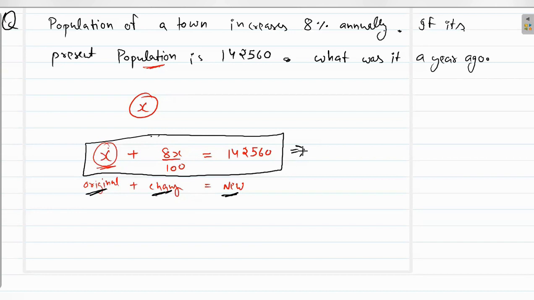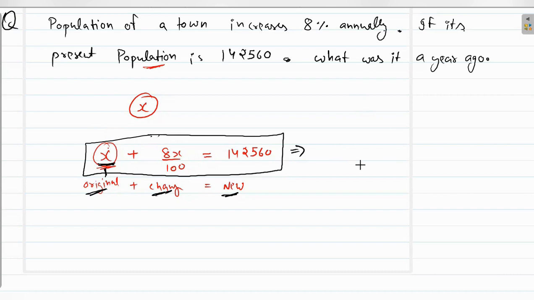Move x to one side. x is already on one side. Yes, simplify. We're going to simplify it. How are we going to simplify? We're going to take the LCM, okay? There is x over 1, there is 8x over 100. So we're going to take the LCM for them. What will be the LCM?